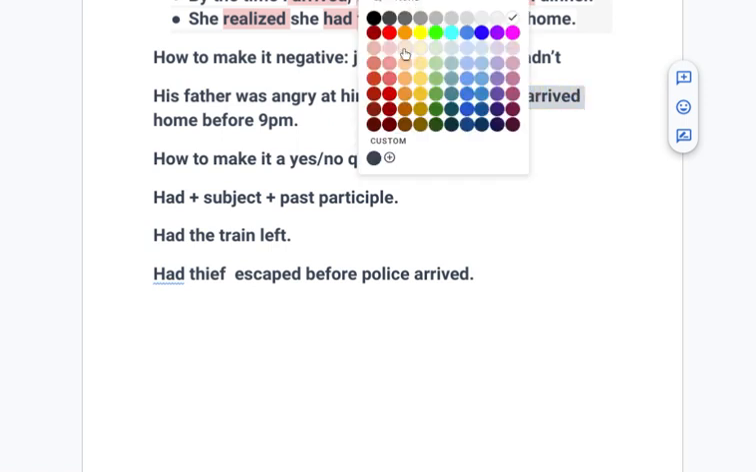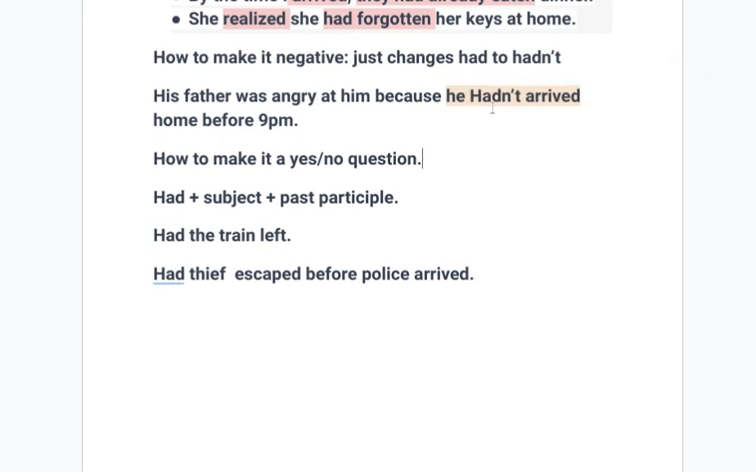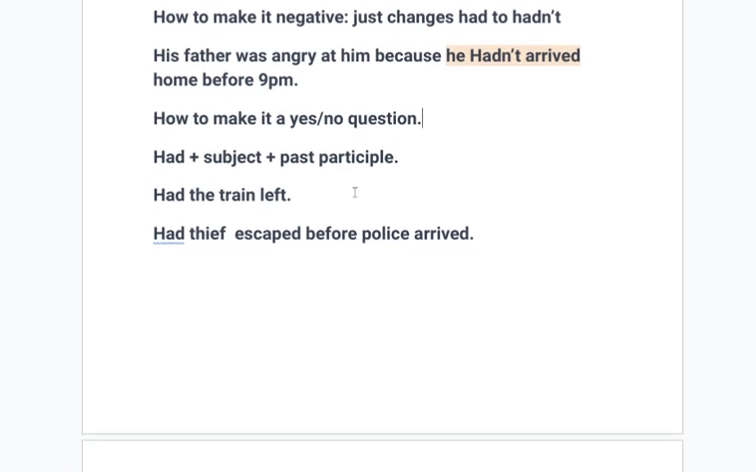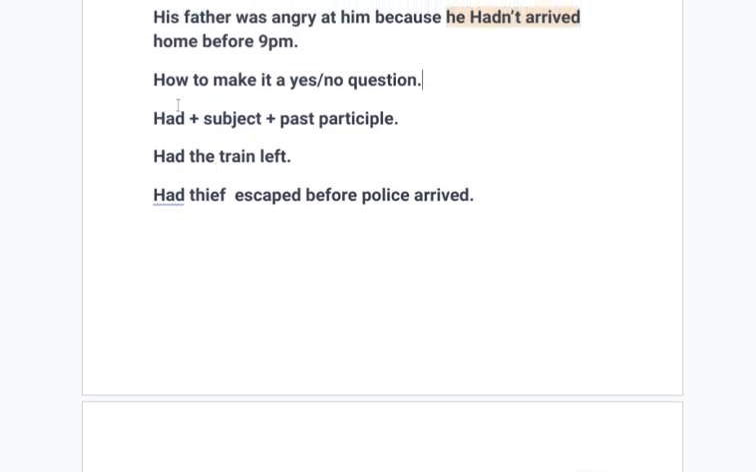He is the subject. Hadn't is the negative form of had, and arrived is the past participle of arrive. So how does it happen? Let me show you. Now the next part of past perfect tense is how to make it a yes no question.